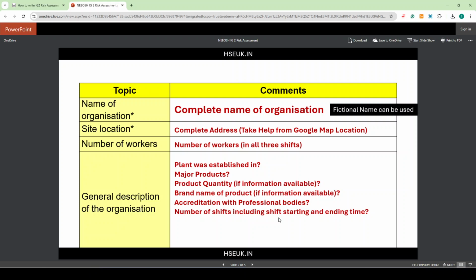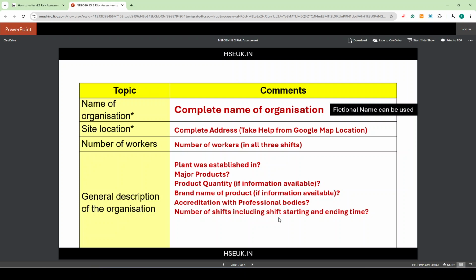Apart from that, you should also mention the lunch time in each of the shifts. So if it is a general shift from 9 a.m. to 5 p.m., you should mention that the shift starts from 9 a.m. and ends at 5 p.m., including a 1 hour lunch break from 1 p.m. to 2 p.m.